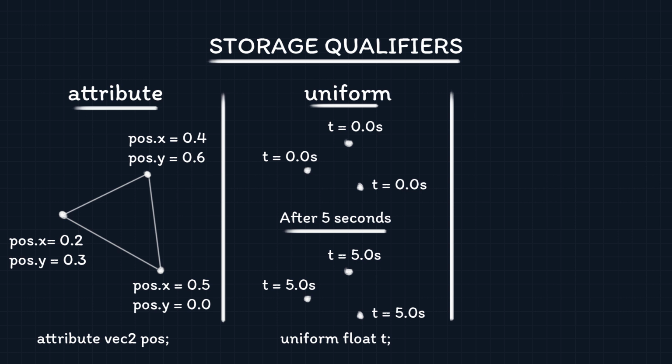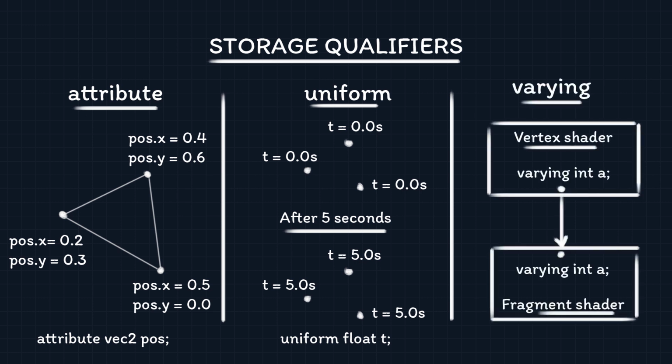Another difference between attributes and uniforms is that the number of attribute variables allowed is less than the number of uniforms. Also, attribute variables can be used only in the vertex shader, while uniforms are allowed in both the vertex and fragment shaders. We'll get into shaders later on, so don't worry. Varying variables, on the other hand, are used to transfer data from the vertex shader to the fragment shader. That's it.